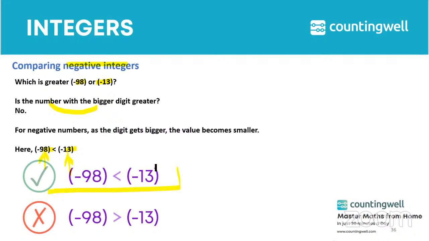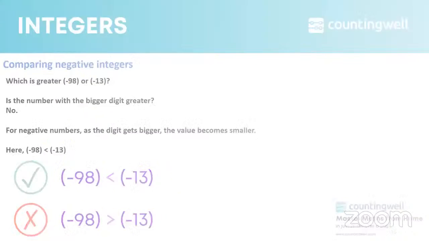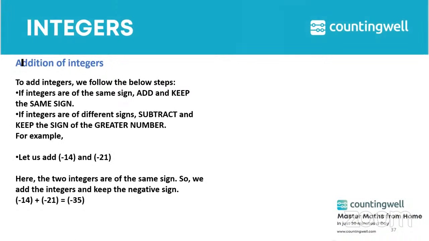Yes, so the first way is correct. First comparison. In case of addition of integers, remember we have to follow the below steps. If integers are of the same sign, you have to add and keep the same sign. Whereas if the integers are of different signs, you have to subtract and keep the sign of greater number.